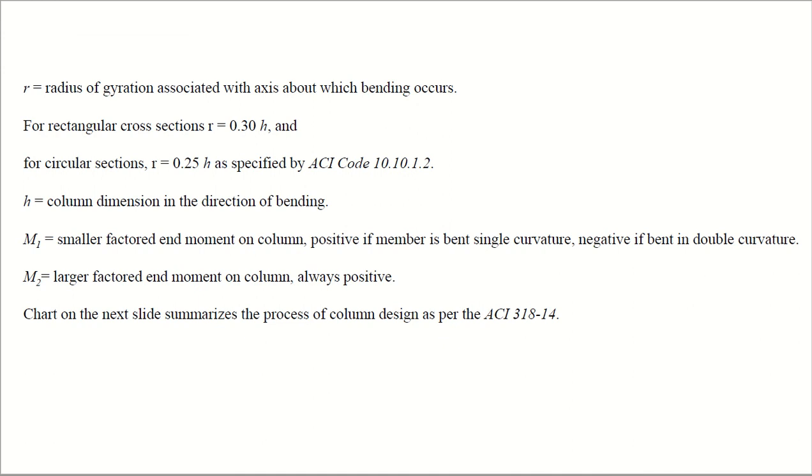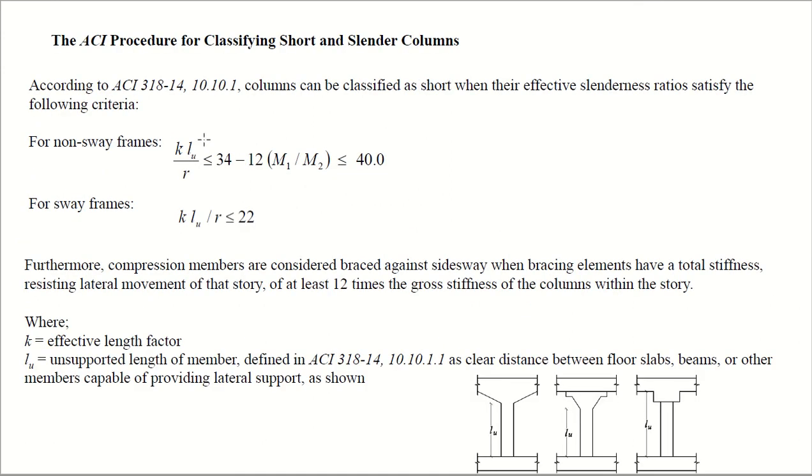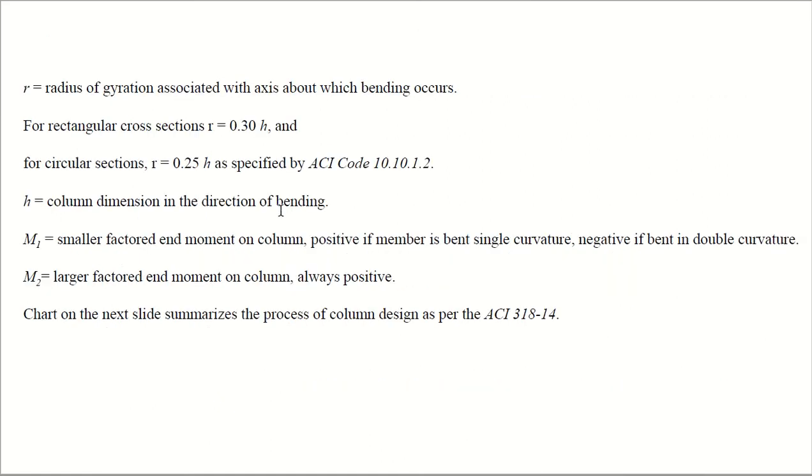Continuing from the previous slide, you have seen different things over here, right? K and Lu are explained over here. You are left with r, M1, M2. So what is r? It is the radius of gyration associated with the axis about which bending occurs. You know what the radius of gyration is: r is equal to the square root of I by A. You have learned these things in mechanics of solids very clearly, so I hope you know what it is and what its uses are.